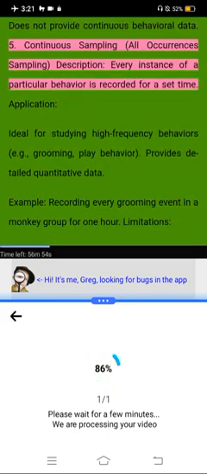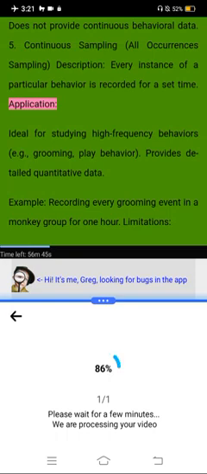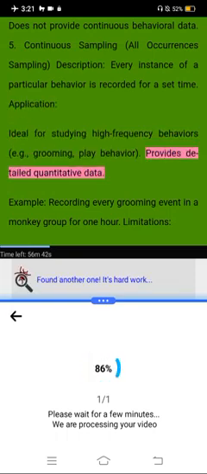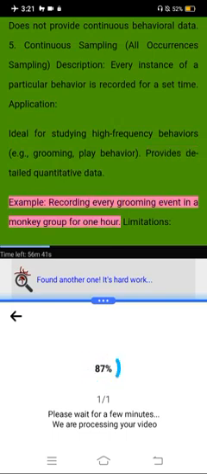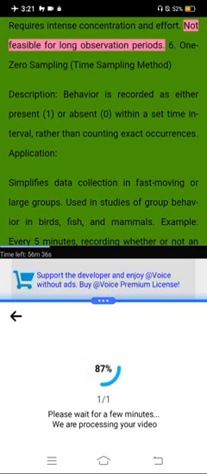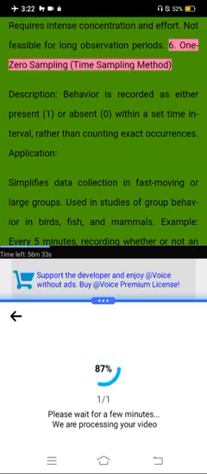5. Continuous sampling, all occurrences sampling. Description: every instance of a particular behavior is recorded for a set time. Application: ideal for studying high-frequency behaviors, e.g., grooming, play behavior. Provides detailed quantitative data. Example: recording every grooming event in a monkey group for 1 hour. Limitations: requires intense concentration and effort. Not feasible for long observation periods. 6. 1-0 sampling, time sampling method.